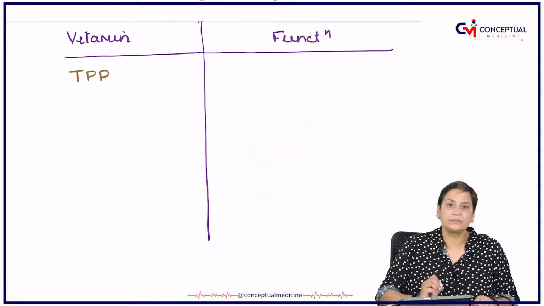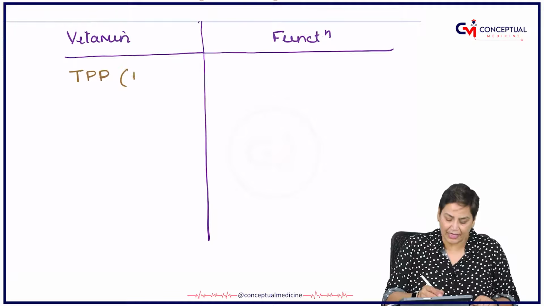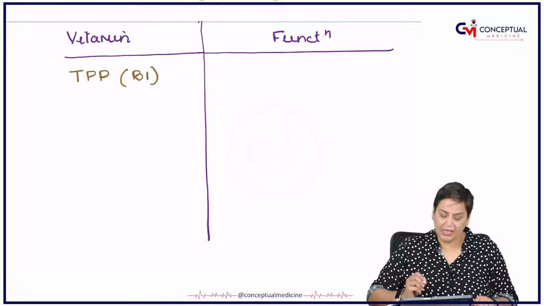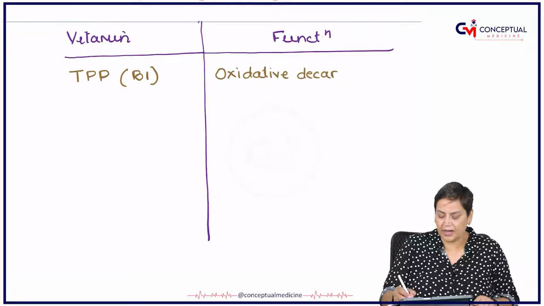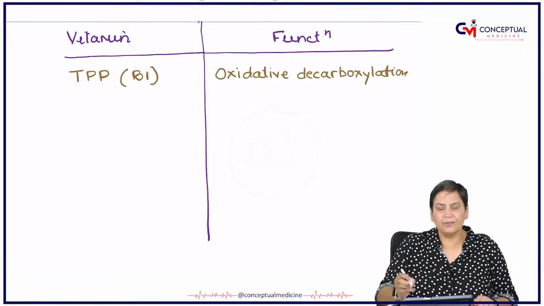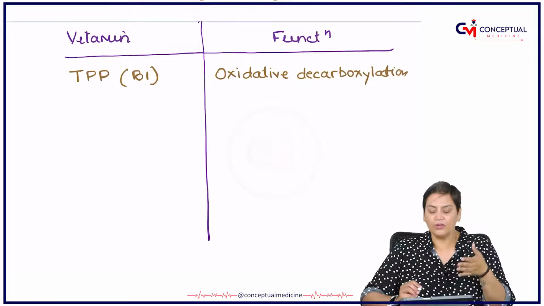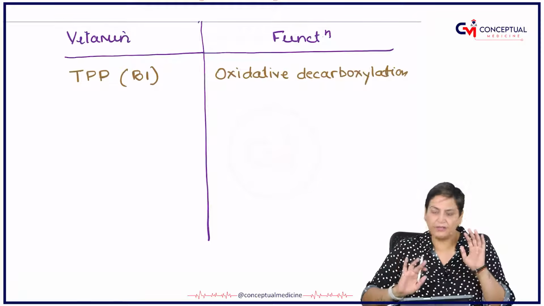TPP. We all know that TPP, thiamine pyrophosphate, is the active form and it is known as vitamin B1. And if we talk about the function, vitamin B1 catalyzes the oxidative decarboxylation, which we will be discussing in due course of time. Decarboxylation. Simple. If you look at the definition only, it is clear from the word itself. Decarboxylation means removal of carbon dioxide when it takes place in the presence of oxygen. So it becomes oxidative decarboxylation.